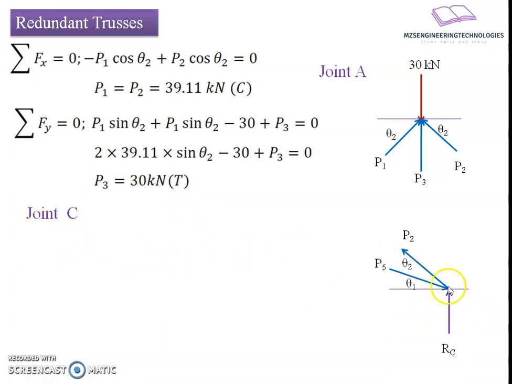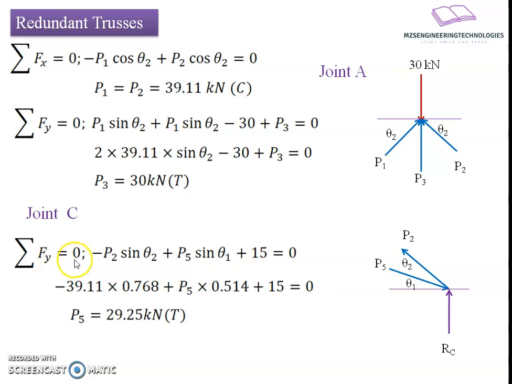Now I will go to the joint C. If I have free body diagram, there are three forces: reactive force RC, P2 and P5. Among this, P5 is unknown, so I will write summation of forces in vertical direction equals to 0: minus P2 sin of theta 2 plus P5 sin of theta 1 plus 15. The value of P2 is known to us, 15. The reactive force we know. If we substitute the respective value, we get P5 equals to 29.25 kilonewton in tensile nature.